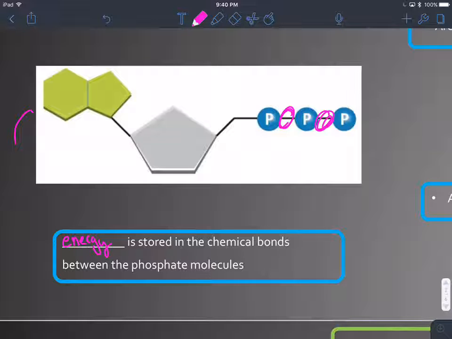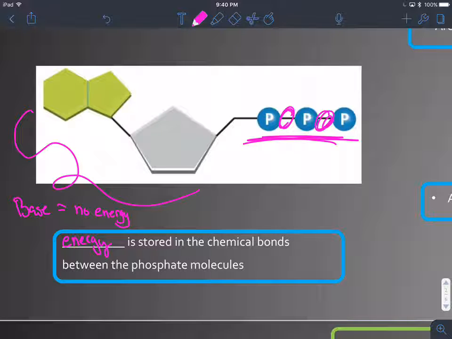You should all recall that this is the base, and there's no energy here. We just have energy in those phosphate groups. The more phosphate groups we have, the more energy that's stored.